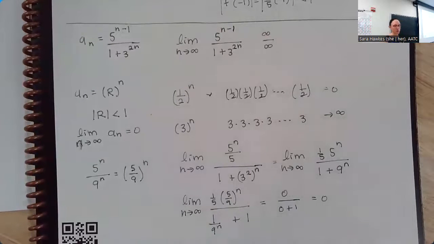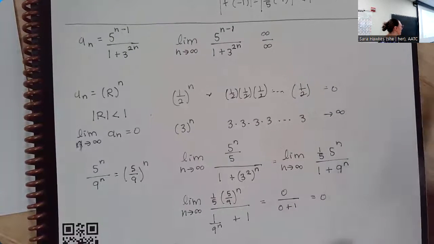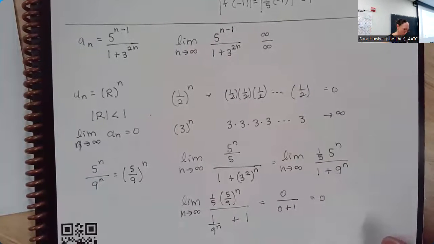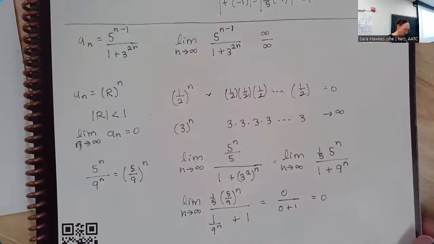B, you can just straight up use L'Hopital's. B is infinity over infinity, but everything is powers. And so it's not an exponential function, and you can just use L'Hopital's. And why did we divide by 9?